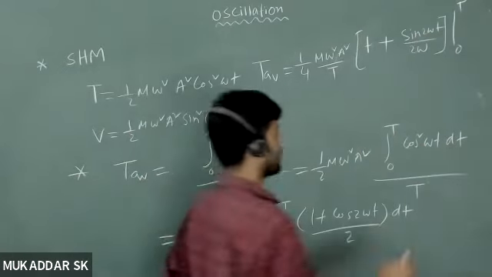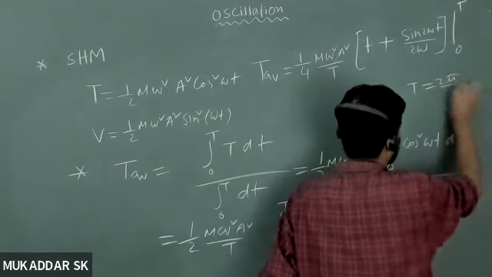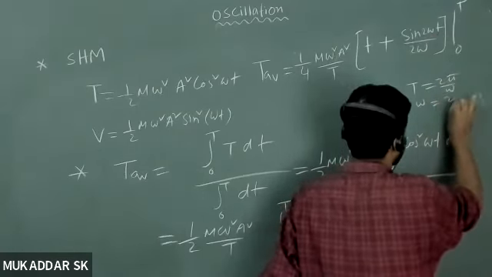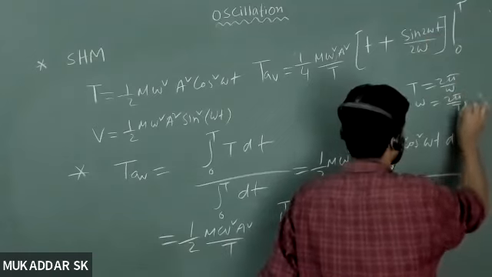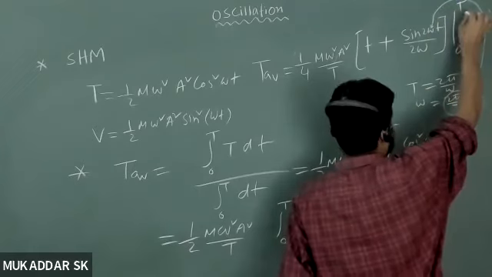Because you know T is what? T equals 2 pi by omega. So in place of omega, substitute omega equals 2 pi by capital T, if you substitute this value in place of omega.